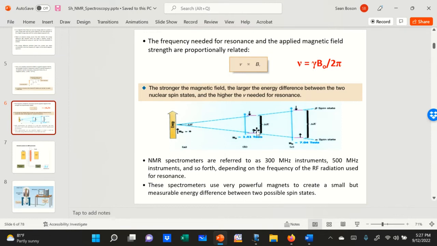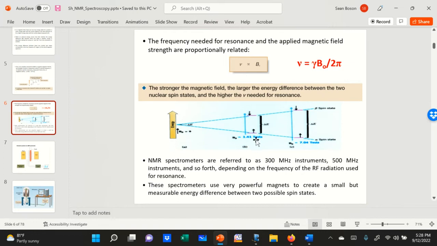We can call it spin flip. This spin flip occurs when there is resonance, meaning the radiation energy is exactly the same as the energy gap between alpha and beta states. When the spin flip occurs, it absorbs, and that absorbed radiation energy that is being measured then becomes similar to the idea of absorption spectroscopy.